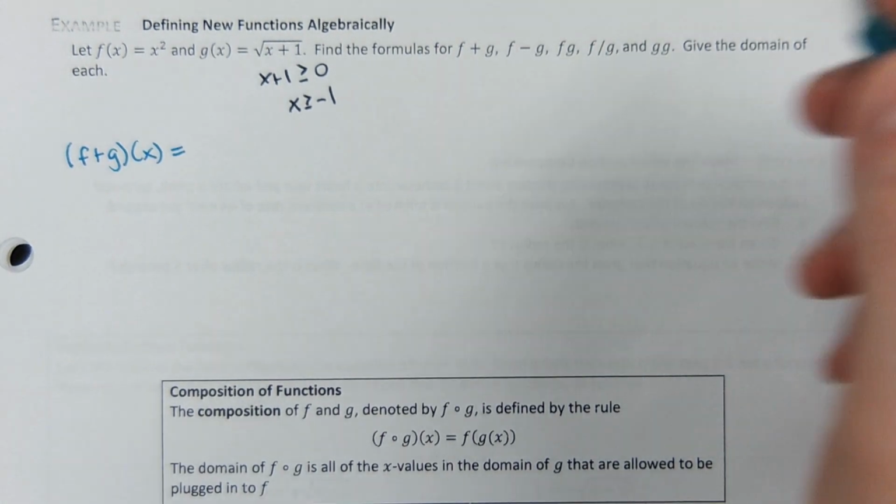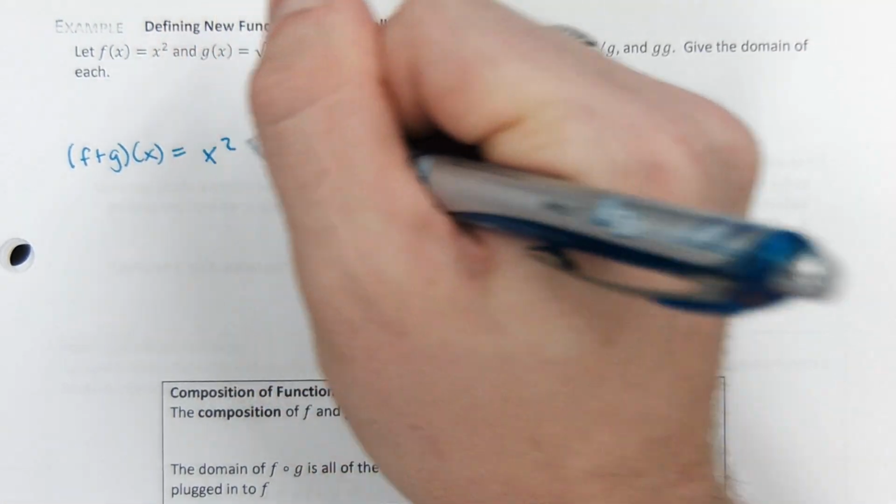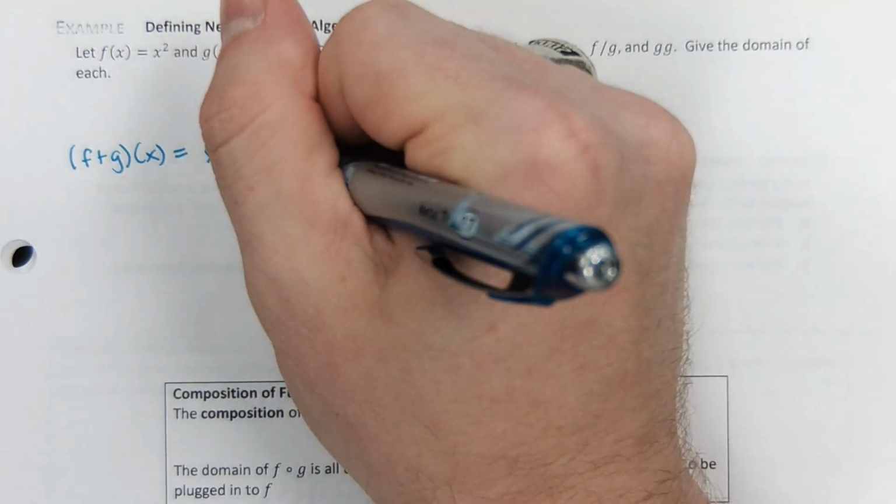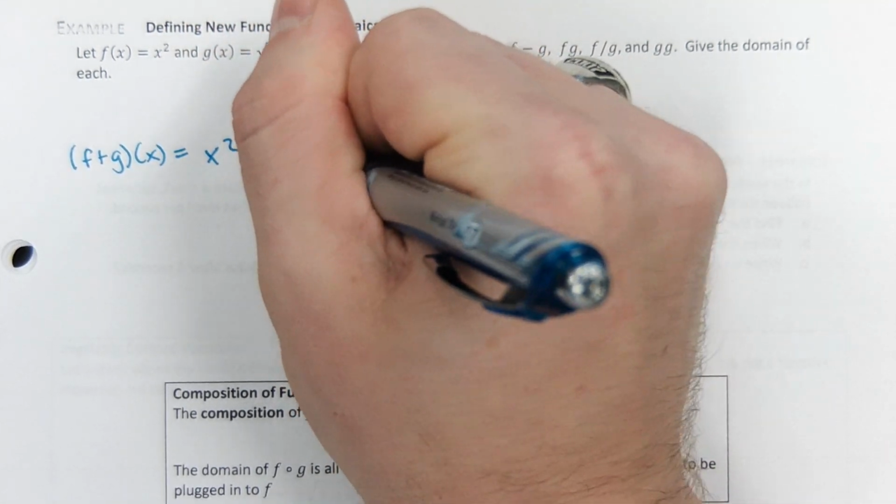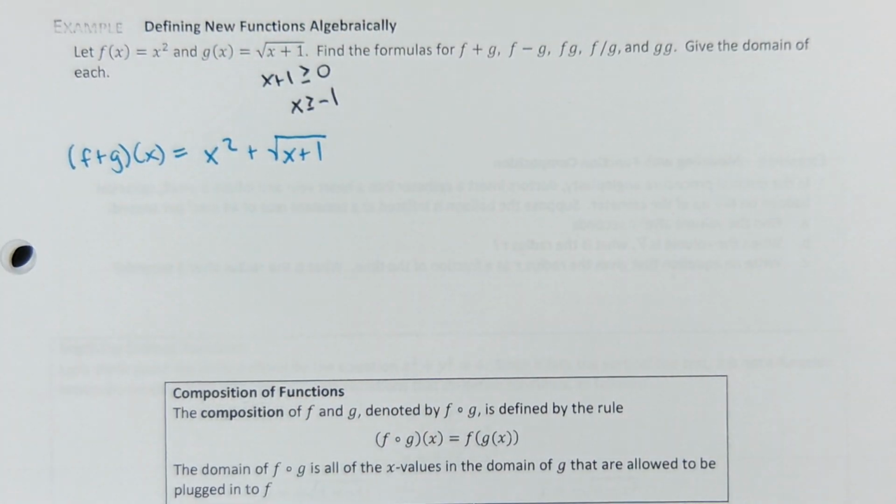We take f of x and we add g of x. Ta-da. That's it. You can't do anything else. They're not like terms. So we now have a new function.